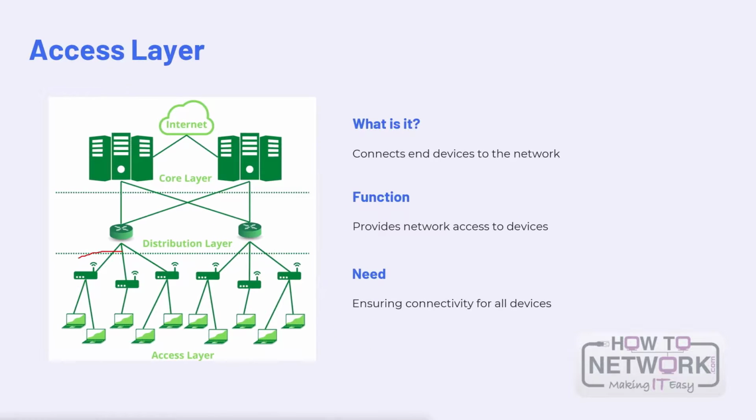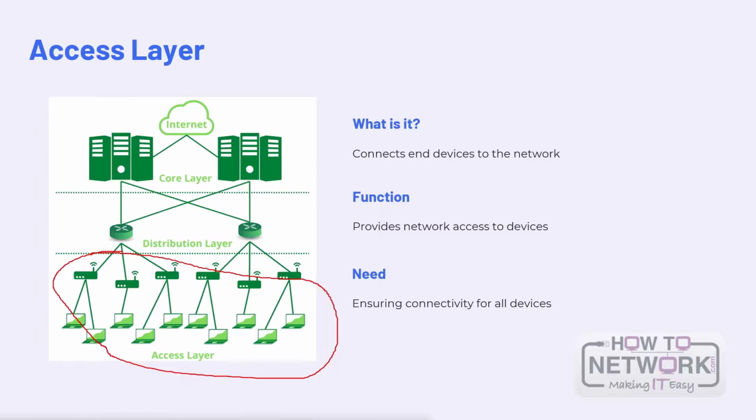And the third layer is the access layer. The access layer is the entry point for devices into the network, acting as the bridge between the user equipment and the wider network infrastructure. It provides the necessary connections for end devices such as computers, printers, servers, and mobile devices to access the network resources. This layer is typically implemented using switches or access points, which provide a physical connection and manage network traffic at the device level.